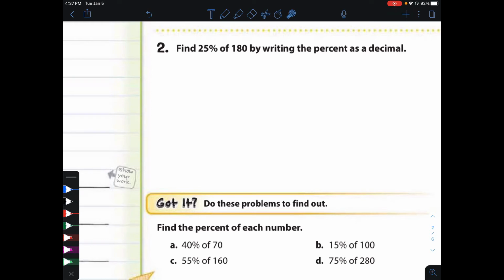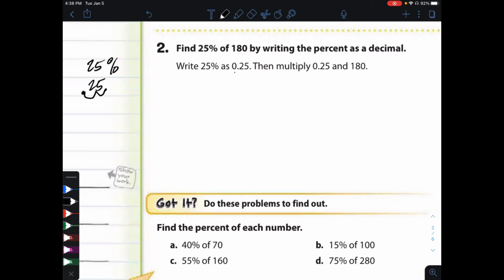The first thing we need to do is write 25% as 0.25. When you have 25%, the way to put it as a decimal is that you simply have to move your decimal 2 spaces to the left. So get your 25, move the decimal 2 spaces to the left. The decimal is at the end, so you end up with 0.25. And we simply have to multiply 0.25 and 180.